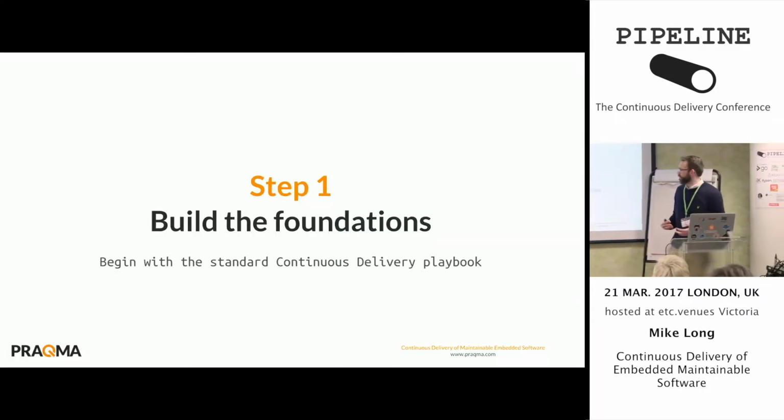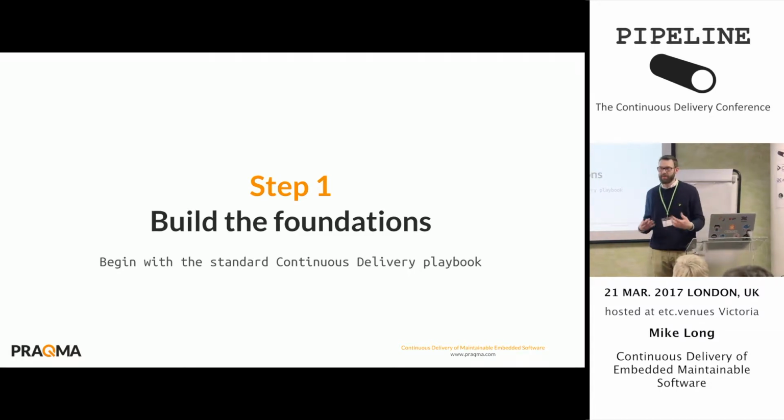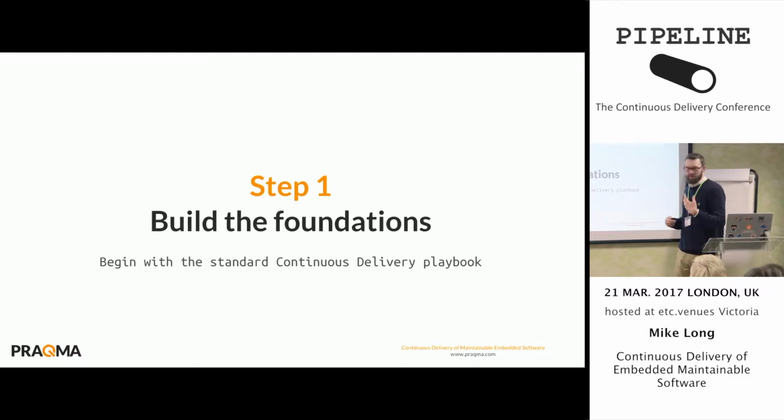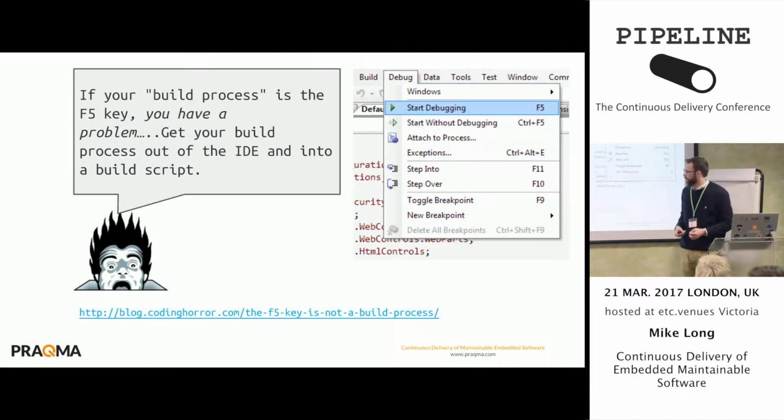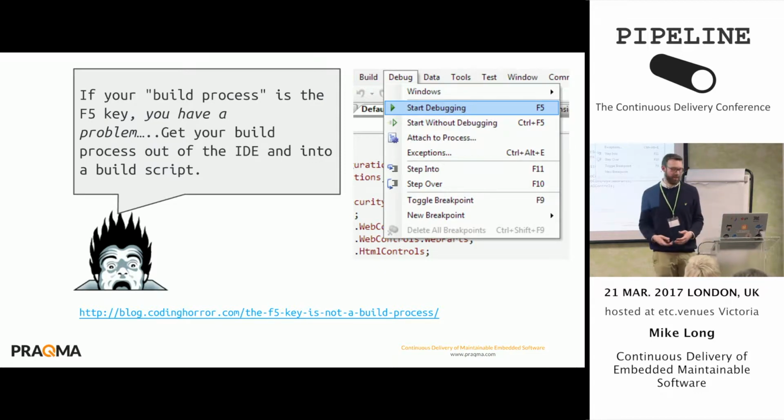So the first thing that we would start with an embedded team is just lay the standard foundations that you would expect in any development team. Standard continuous delivery playbook. Because very often in the embedded world, this is the build process, right? Somebody presses F5 and a binary is produced and it goes in a manufacturing system. And that's the process. That's okay when you're one person doing prototype work, but it's not a way to produce binaries that are going to, for instance, self-drive your car.